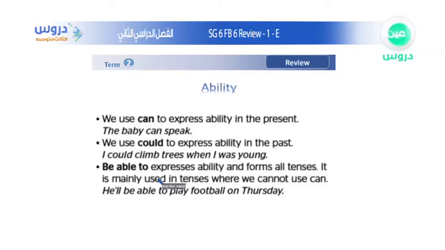So, okay, this is the conclusion for this slide. We use can in the present, could in the past, be able to, we use it whenever we can't use can or could. It forms all tenses. If you understand me, tab number 1, please. I just want to make sure.